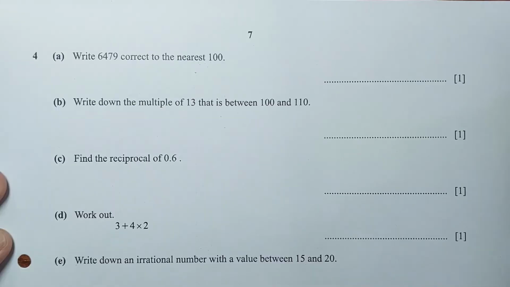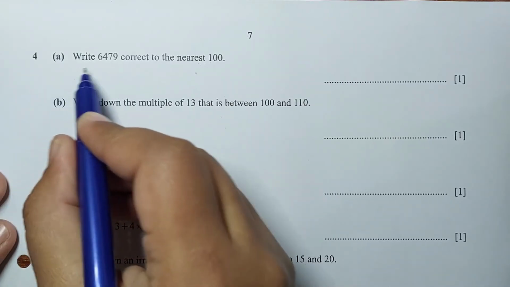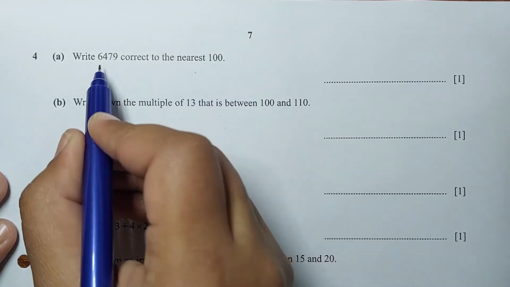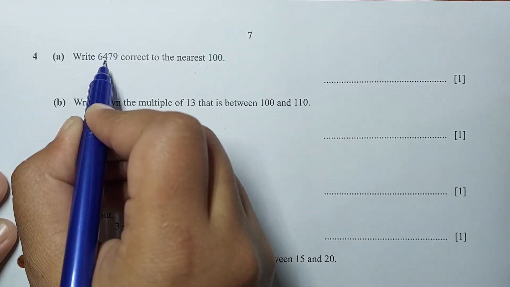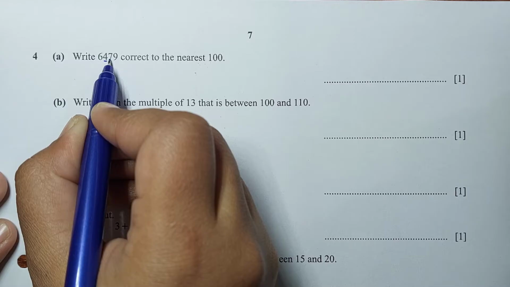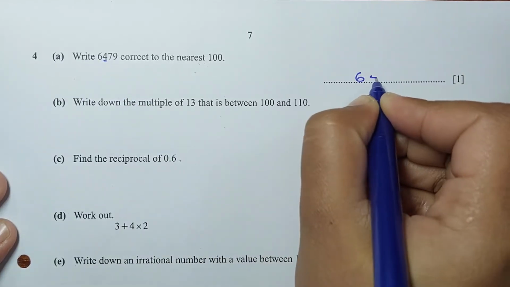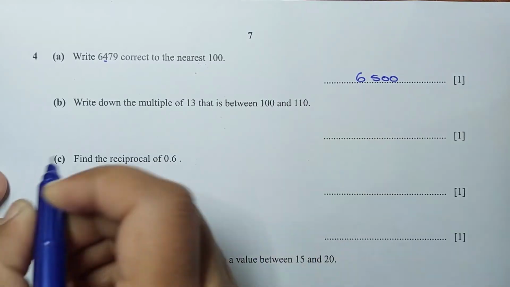Okay. Question number 4, part A. Write 6,479 correct to the nearest 100. So the digit at the 100 place is 4 and the next digit is 7, which is more than 5. So we have to add 1 to 4. So this is 6,500. Right.